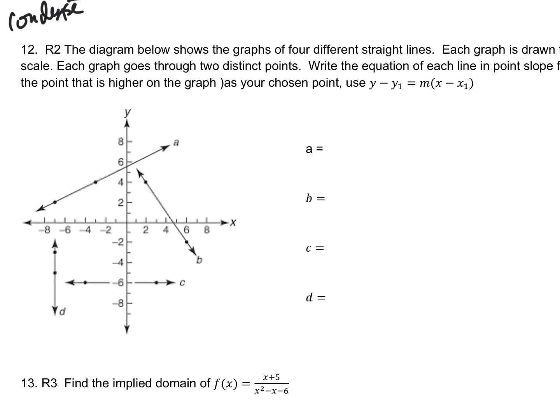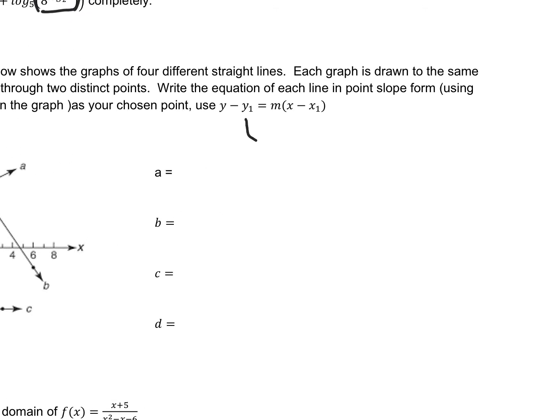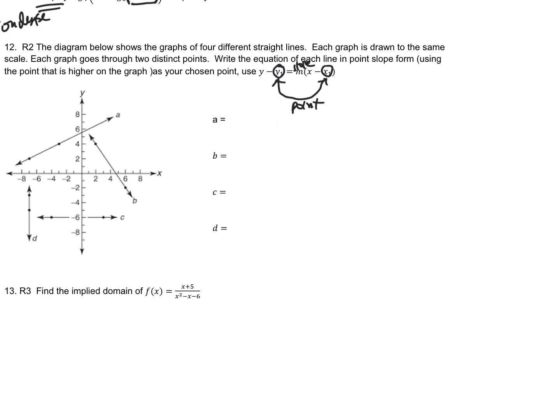Okay, number 12. On this one, I'm just going to remind you that in here, this is where you put the point, and that's where you put the slope. It's the m. And that's why they call it point-slope. The point goes here, slope goes where m is. Okay, there are 4 lines there. It'll give you good practice. If you're stuck on these, ask me.